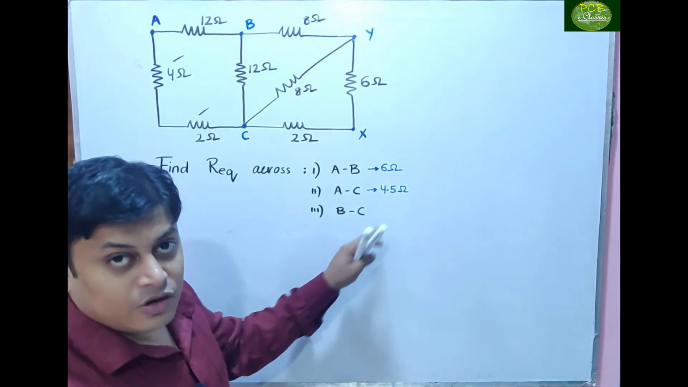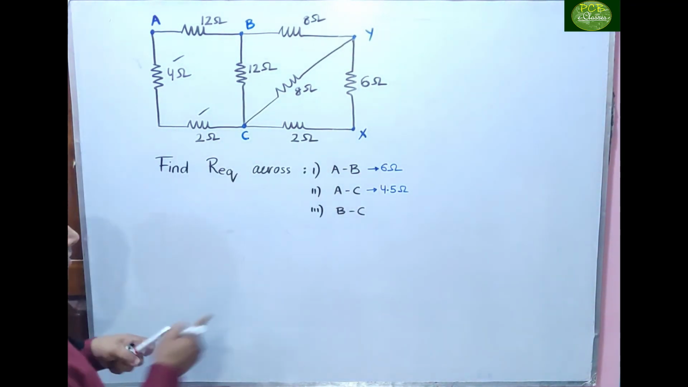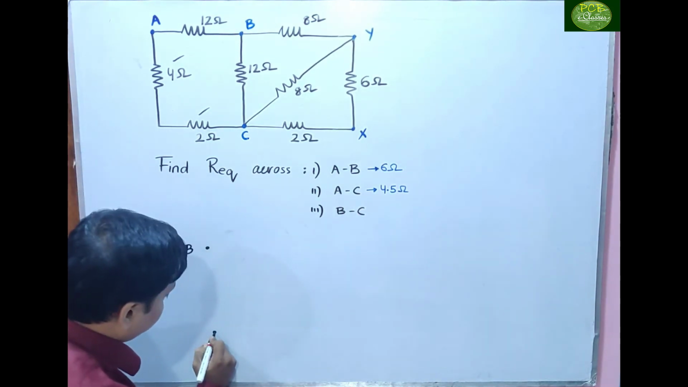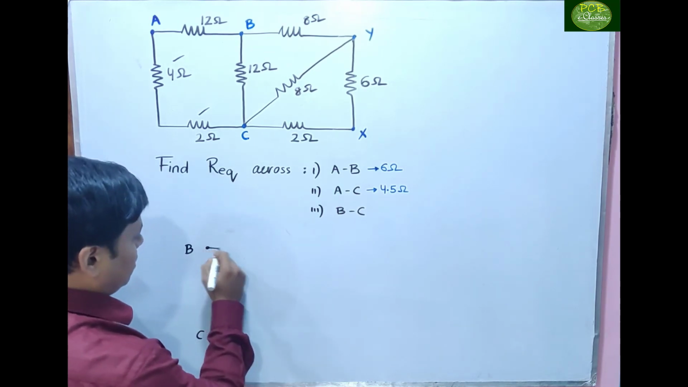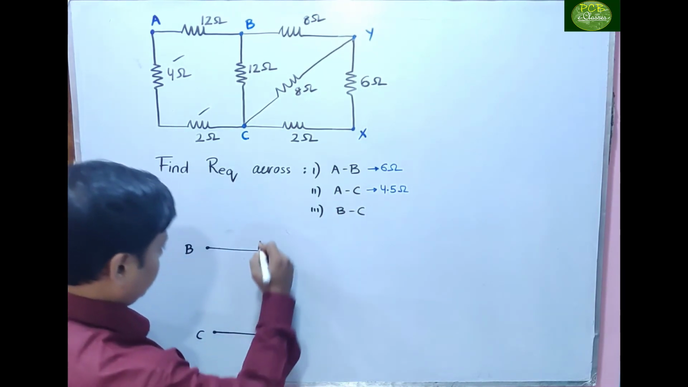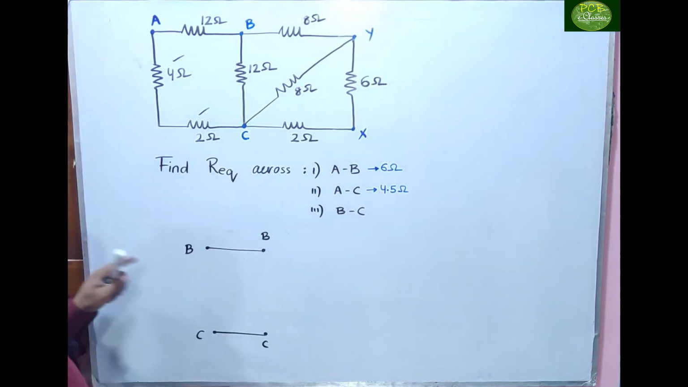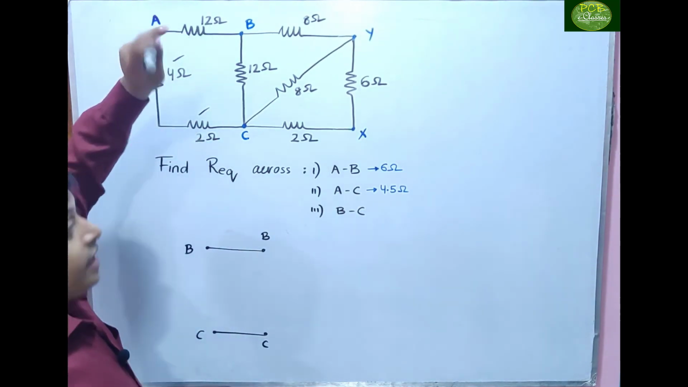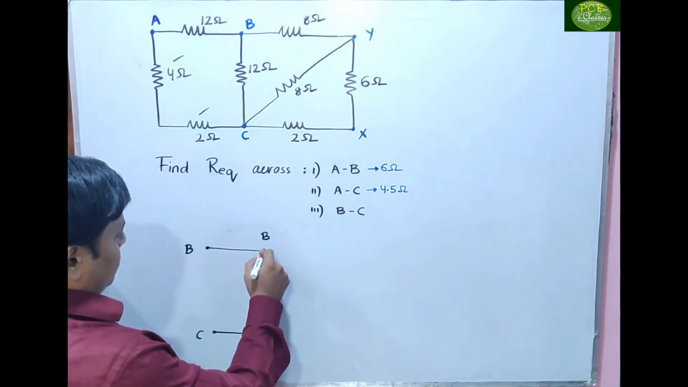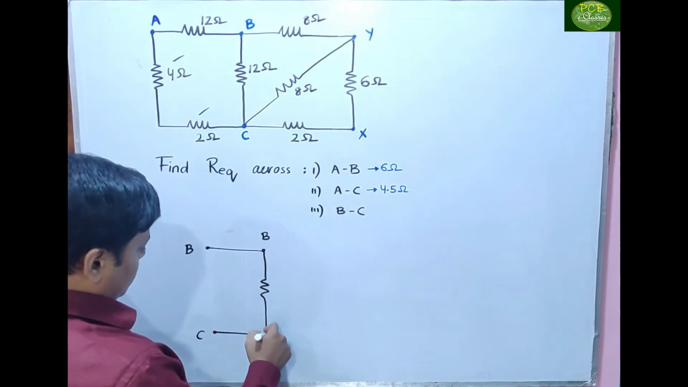Next is the across BC. So the same thing, I'll take this point as B, this point as C. I'll elongate it to another point, that is C, this is B. Next we will follow the diagram. Across B and C, what is there? 12 ohm.